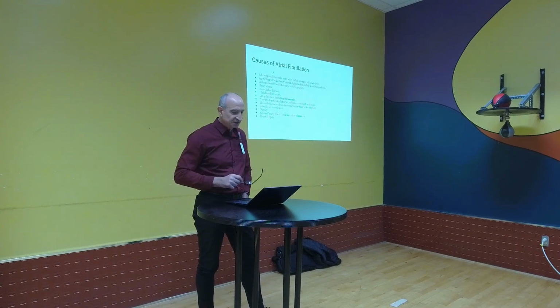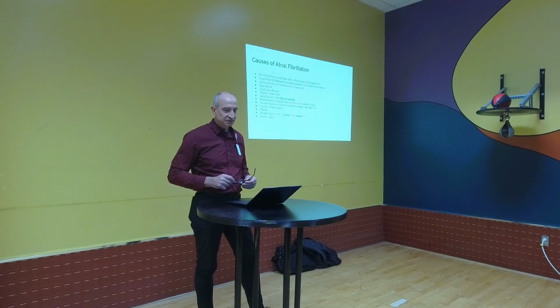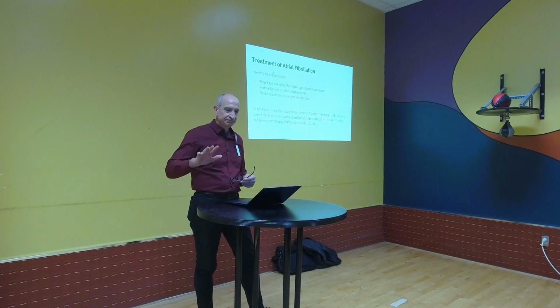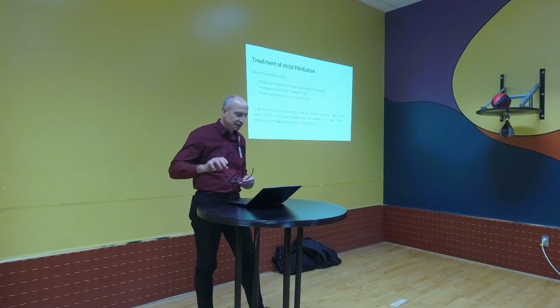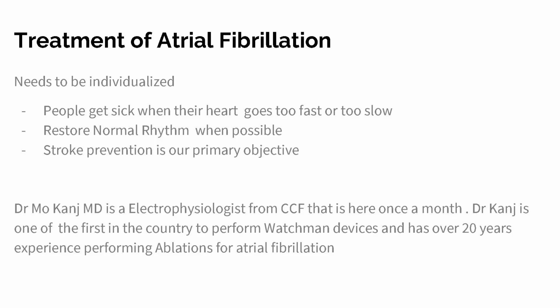For treatment of atrial fibrillation, there's really three mainstays of treatment. One is people get too sick if they go too fast or too slow, so we want to try to control their rate. Two is we want to try to restore sinus rhythm. We know people have a better quality of life and actually live longer if they're in sinus rhythm. And third, and the most important factor when dealing with atrial fibrillation, is stroke prevention.